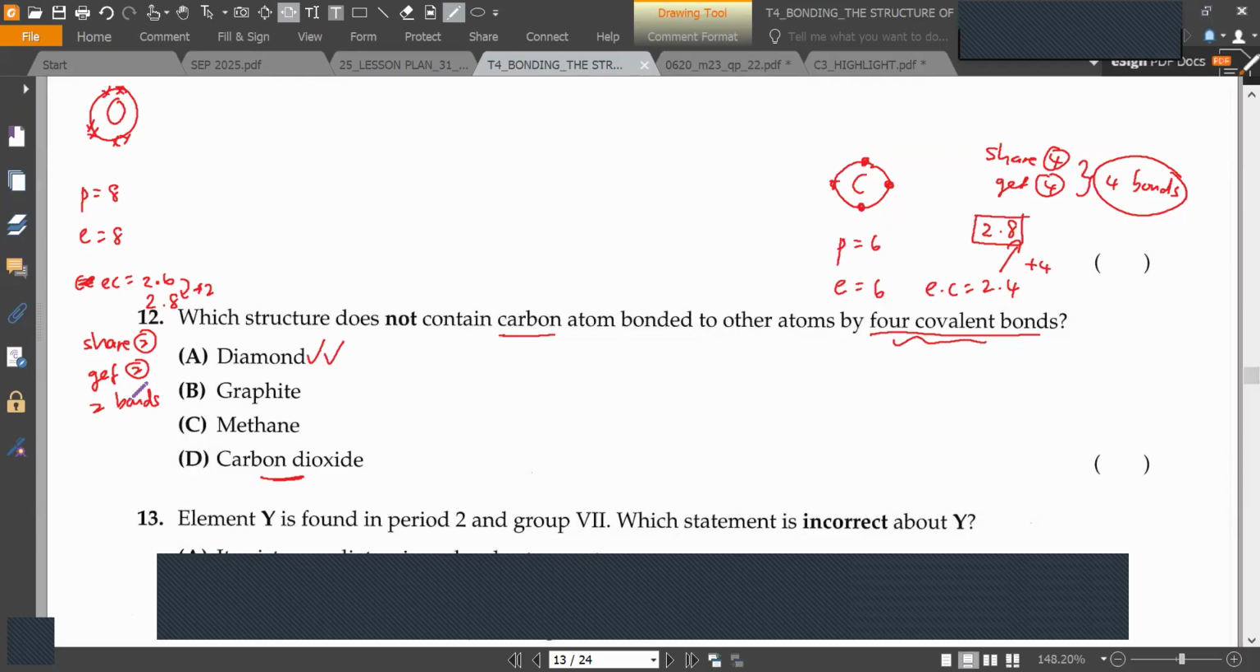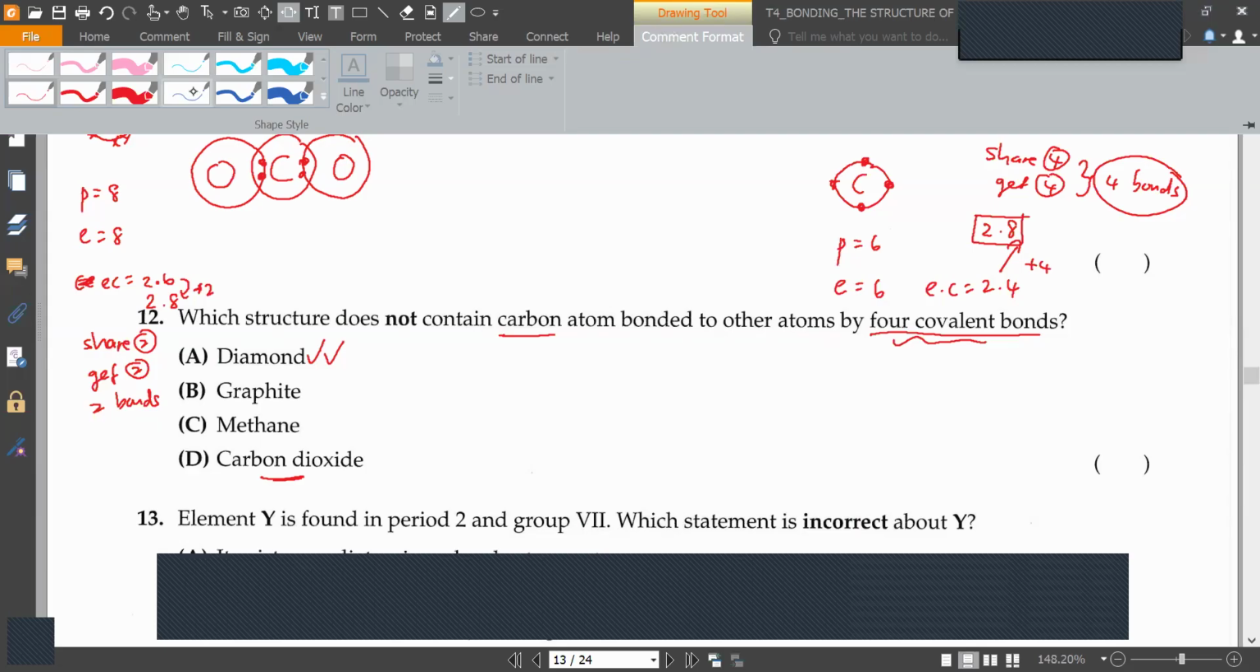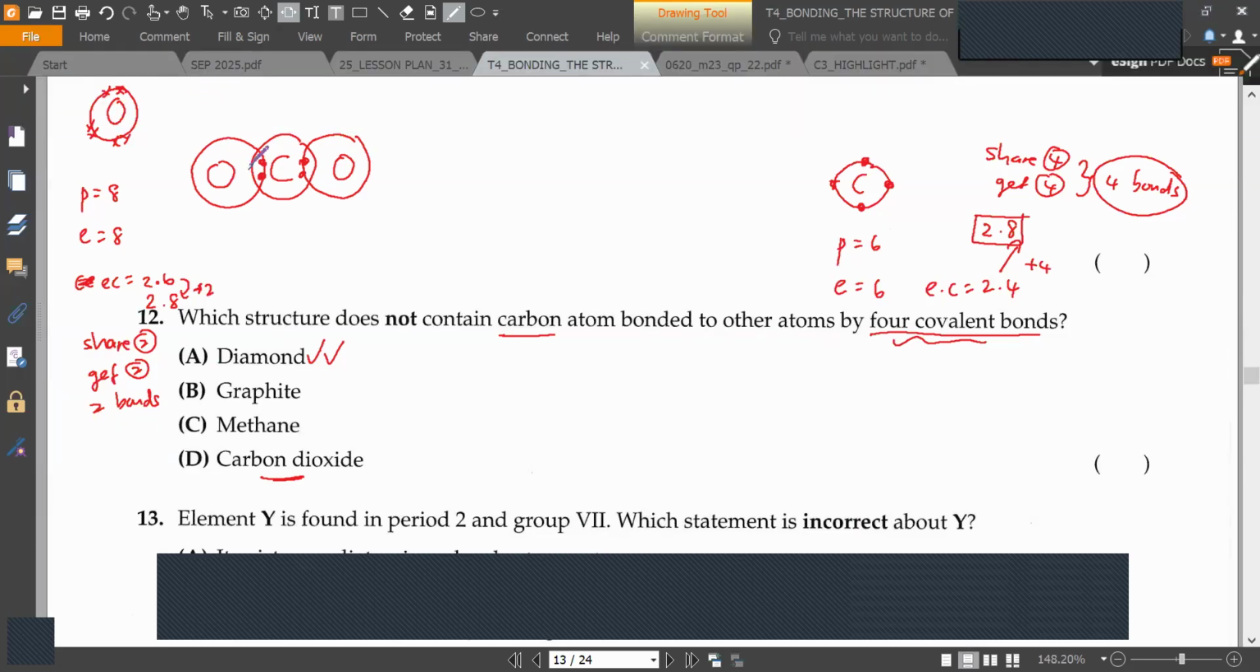So for carbon dioxide, the most suitable arrangement will be like this. Carbon, oxygen, oxygen, like this. So for carbon, the atoms will be like this: 1, 2, 3, 4. And then for oxygen, it will be like this: 1, 2, 3, 4, 5, 6. 1, 2, 3, 4, 5, 6.